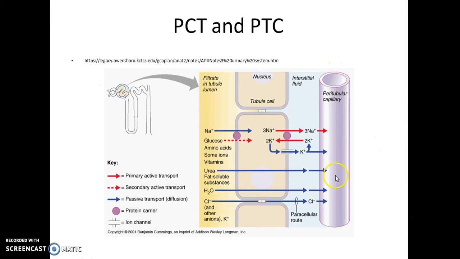And here's the peritubular capillary. Here is your proximal convoluted tubule here, and this shows what moves back and forth. A lot of stuff moves back into the peritubular capillary because that's what we talked about, right? We talked about how 178.5 liters of filtrate is reabsorbed back into the body through this nephron.